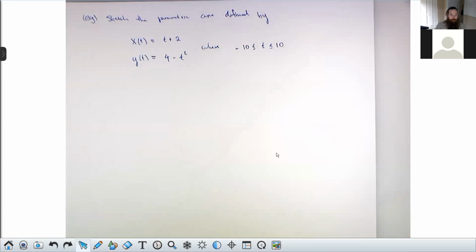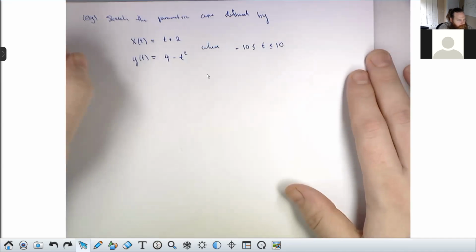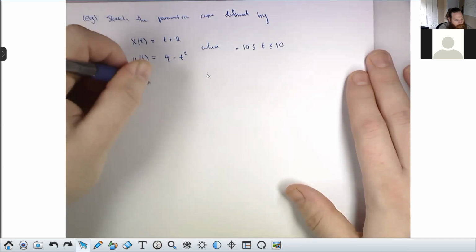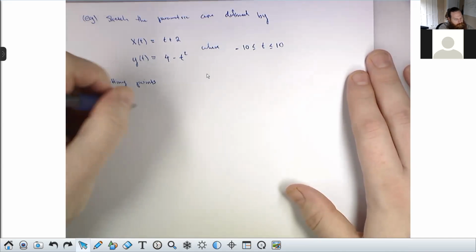Okay. So I have an equation for x and an equation for y. They don't tell me how to go from an x to a y or from a y to an x. They both tell me how to go from t to x or from t to y. So if I wanted to do this by plotting points, I would need to make a table, t, x, and y.